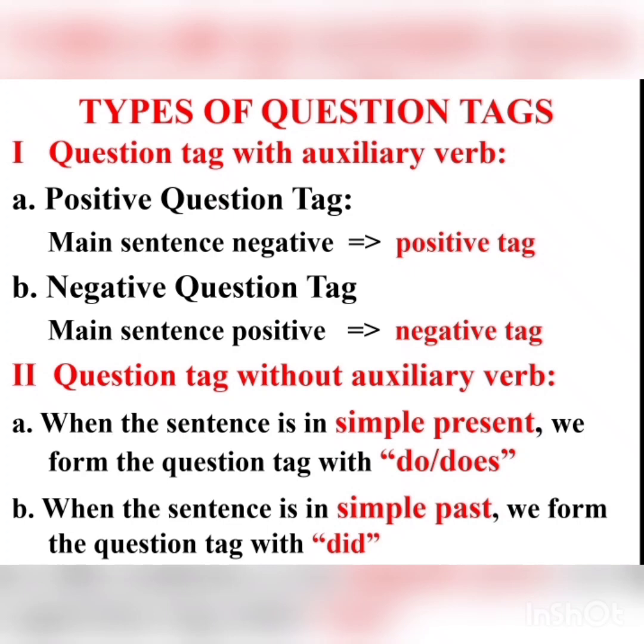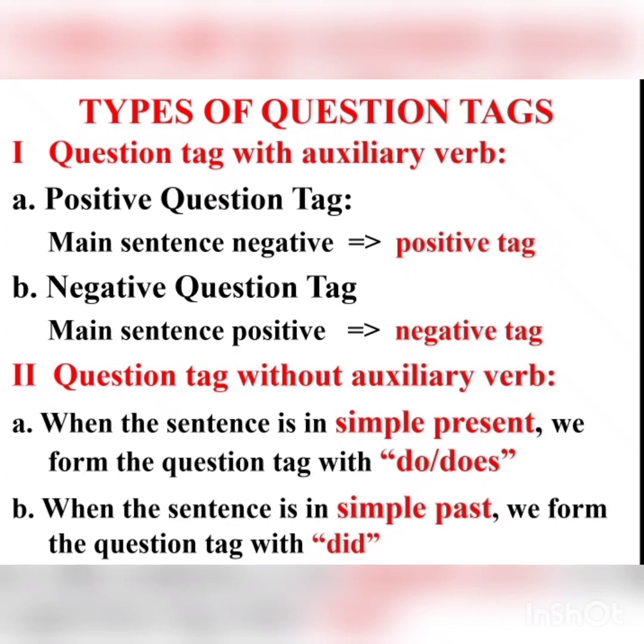Now we are going to learn about types of question tags. There are 2 types of question tags. Question tag with auxiliary verb and question tag without auxiliary verb. Question tag with auxiliary verb has 2 subdivisions. That is positive question tag, and the second one is negative question tag. As we have learnt already, if the main sentence is negative, we use a positive tag. If the main sentence is positive, we use a negative tag.